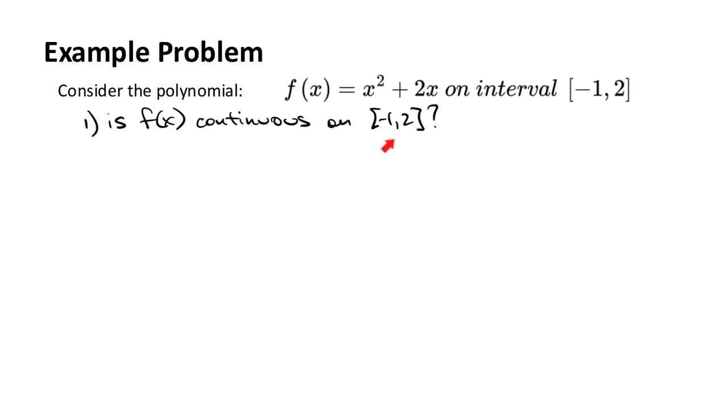So is f of x continuous on this interval? Yes, it's a polynomial, so every value in here will just churn out a real number. There are no discontinuities or any issues. We're good.